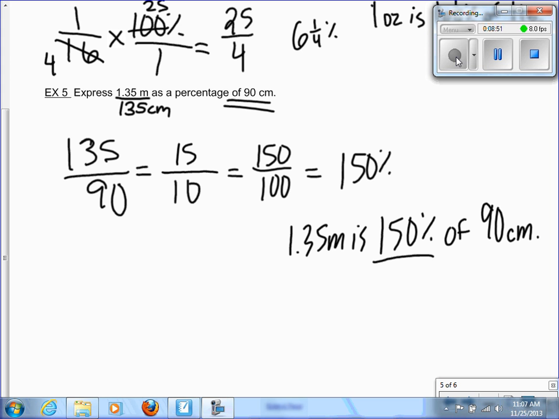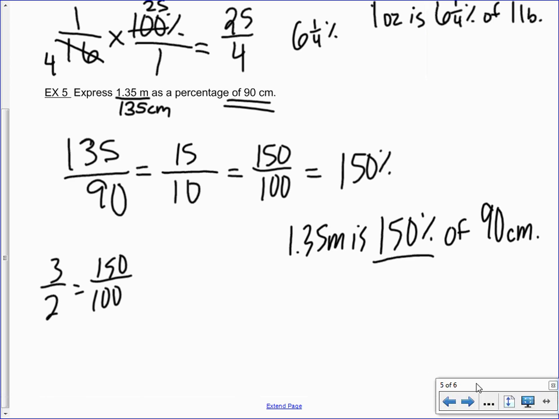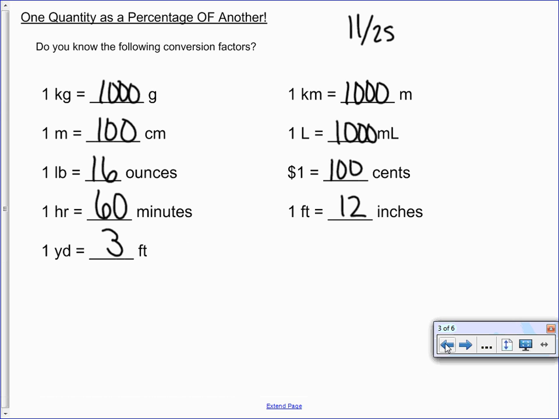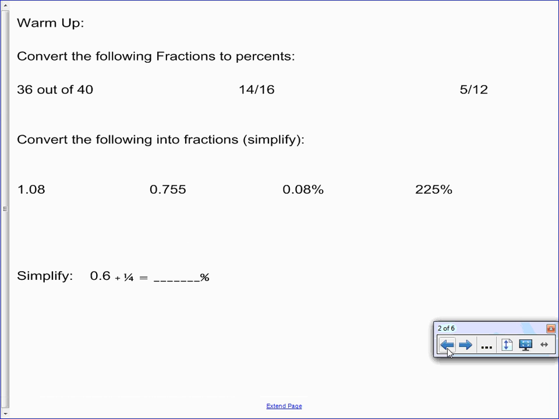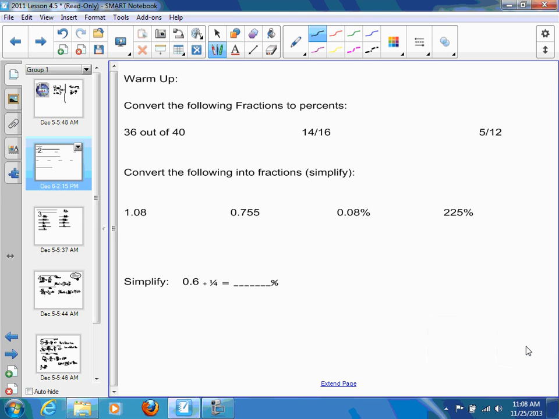Okay, I need you to go back to the warm-up. And I need you to fill in all of these with your table mate. Now be careful. Okay, some of them are friendly, some of them are unfriendly. So work together and find the best method.